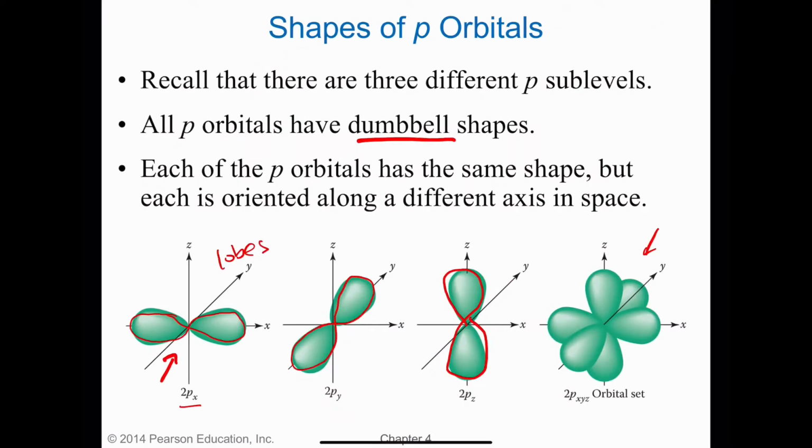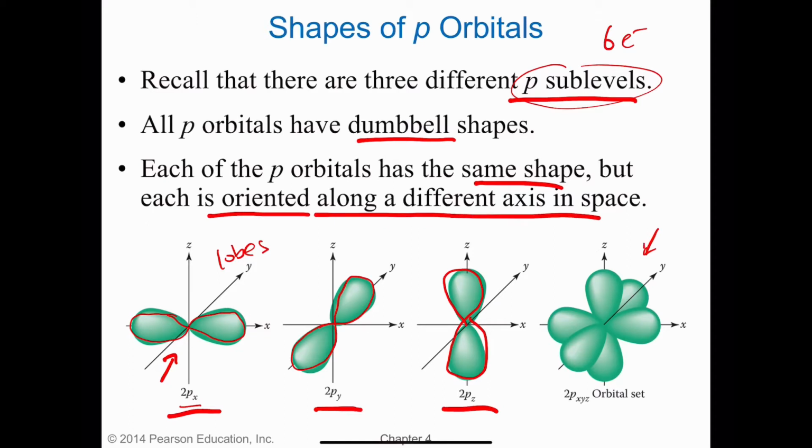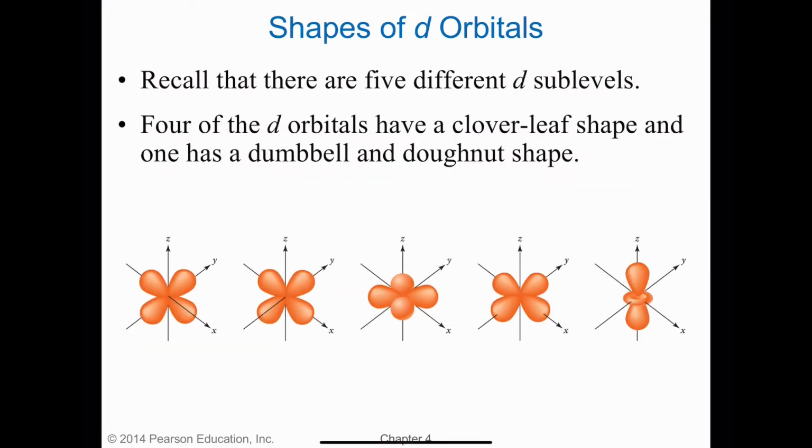For each orbital, you can fit two electrons. In the p sublevel, we've got three different orbitals, one in the x direction, one in the y, and one in the z, 2 electrons each. 2 times 3 is 6, and that's how we got the fact that the p sublevel can hold 6 electrons. Again, that's where that 6 comes from. So they all have the same shape, but they're oriented along different axes in space, x, y, and z direction.